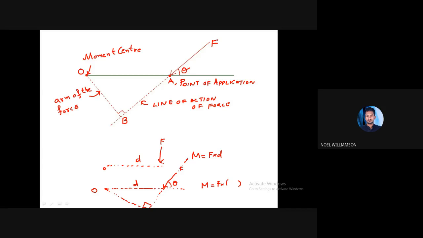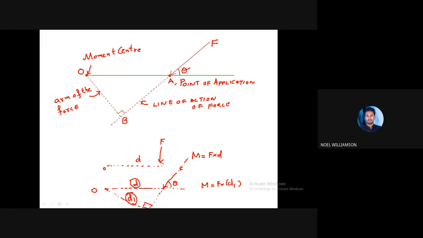This is the perpendicular distance, the actual perpendicular distance, let it be D1. So F into D1 we have to find, but we don't know the value of D1. D1 is unknown. We only know the value of D.